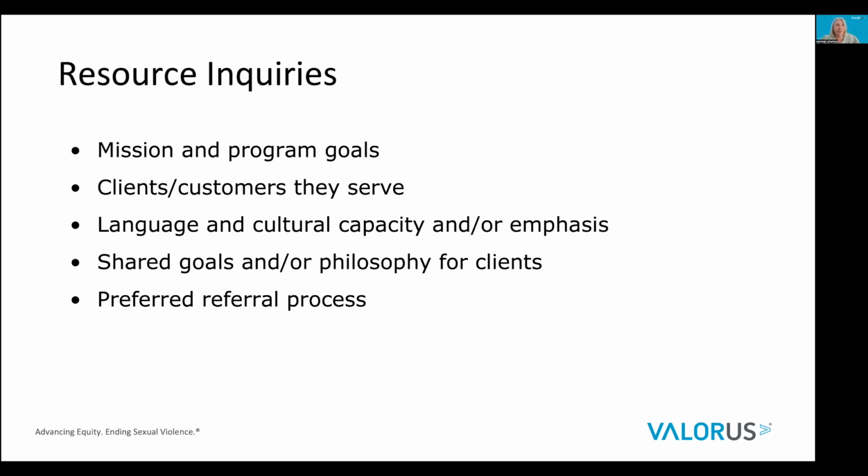So being able to know things like the location, the hours of operation, the types of services offered, and if they have specific experience working with the population. It would also be really great to have a high quality of referrals, and know someone's mission and program goals, the types of people they're able to serve, the language and cultural capacity they emphasize, any shared goals and philosophies for the people they serve, and how they receive referrals. That way, when we're guiding someone in accessing these things, we can do it in a more trauma-informed way.